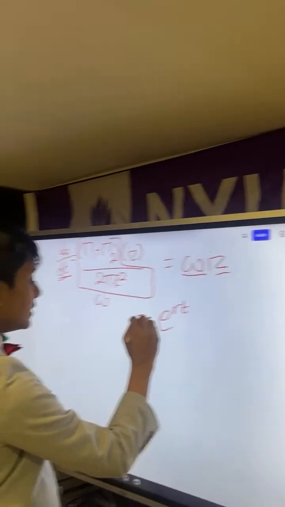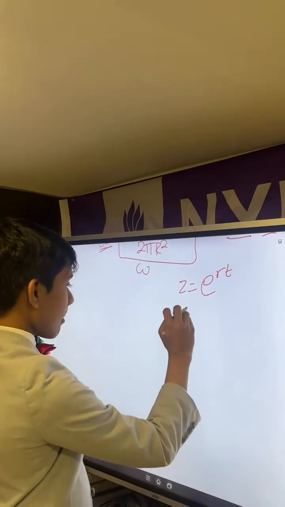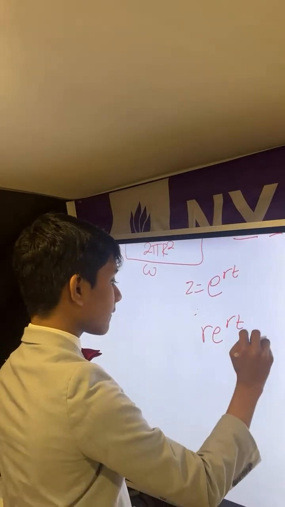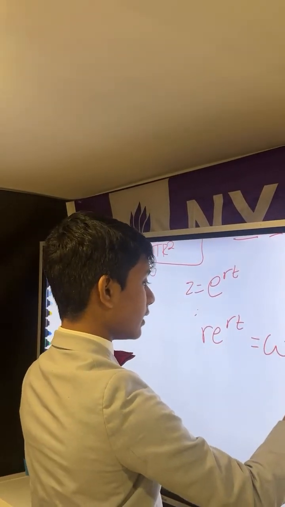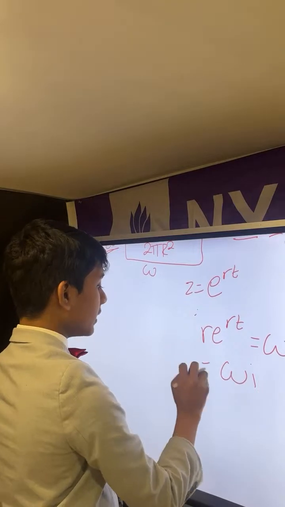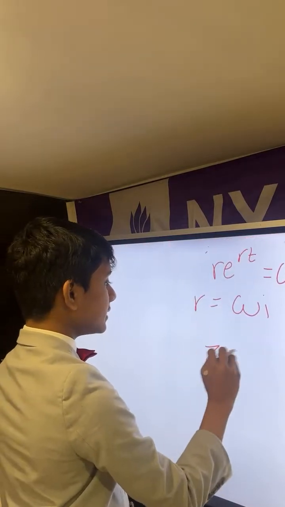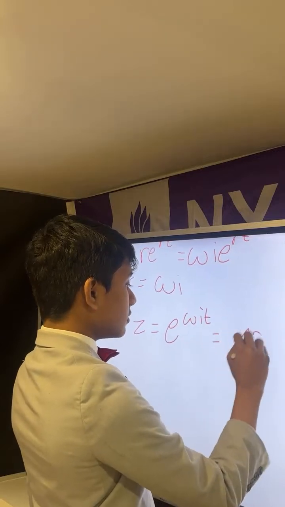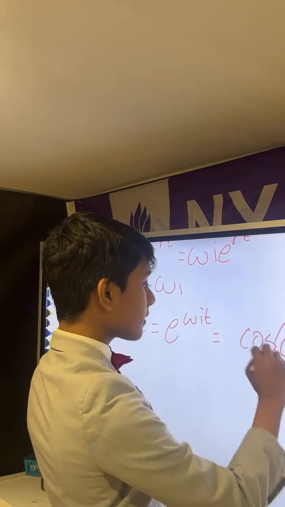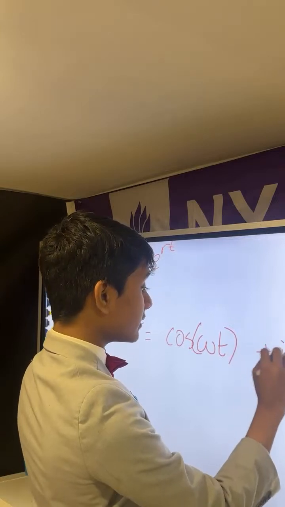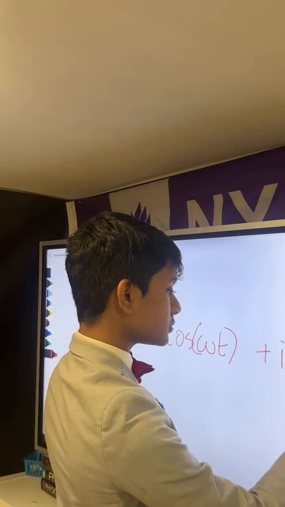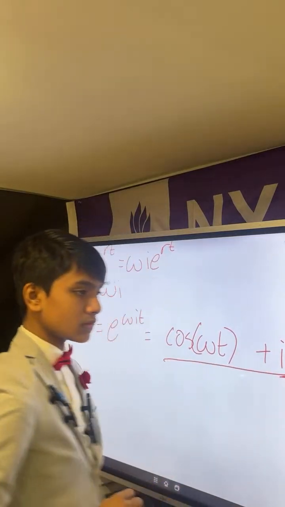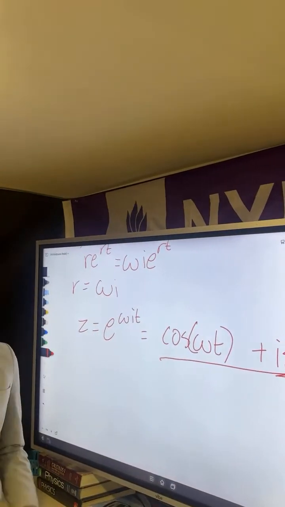Z is equal to e to the rt. So dz dt is just equal to re to the rt. And well, it makes sense that r is equal to omega i. Hence, z is equal to e to the omega it, which is cosine omega t plus i sine omega t. So now, what does that tell us?